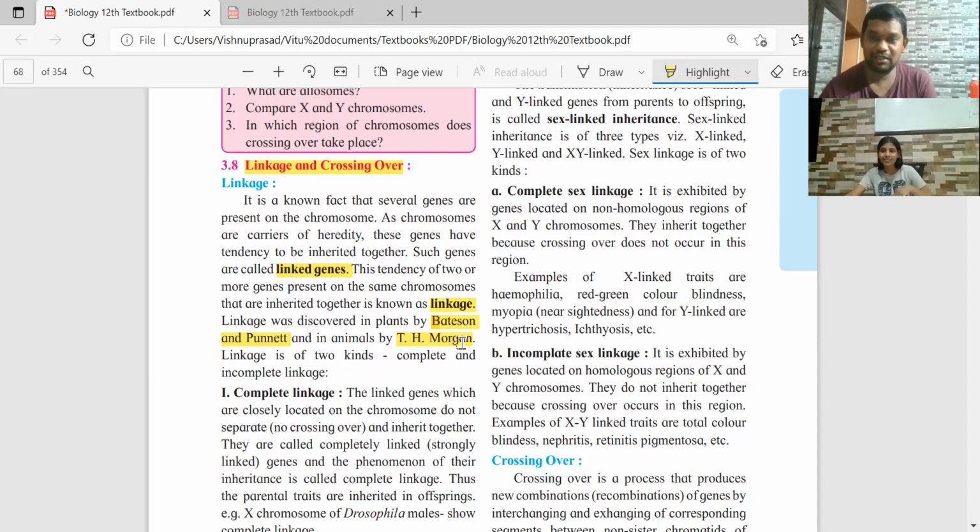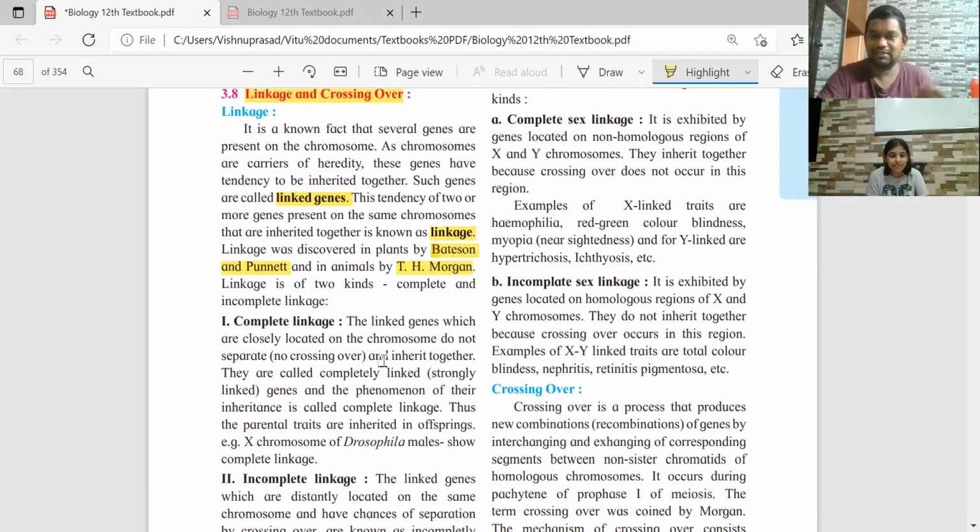Please remember Morgan. I have seen students writing the name incorrectly. It is T.H. Morgan. When you talk about this topic called genetics, it is not only for botany or only for animals. This is a general biology topic.